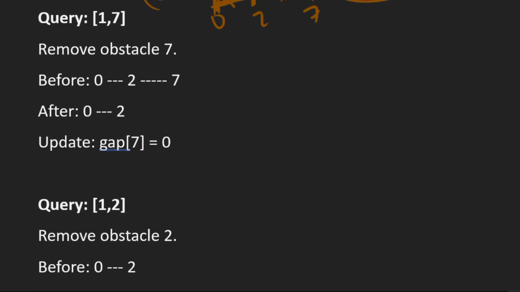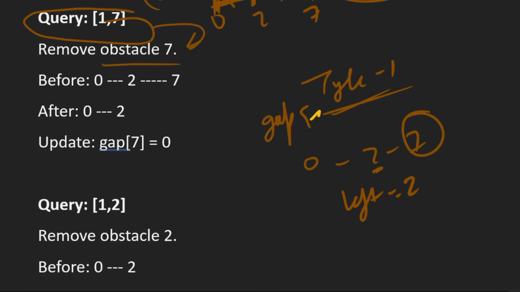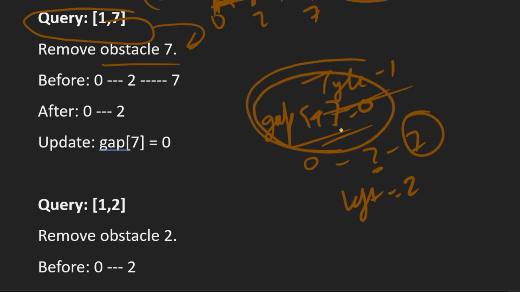Now we get a type 1 query. So we need to remove this obstacle, as we are processing in the backward direction. Here we have 0 to 7, so we are removing 7. First we will find the neighbors. The left neighbor is 2. There is no right neighbor for 7. The next step is we make the gap of 7 as 0. Now I'll show you how we'll update this gap of 7.